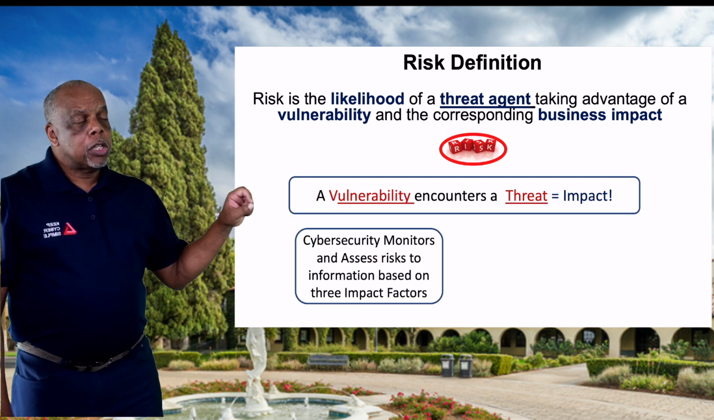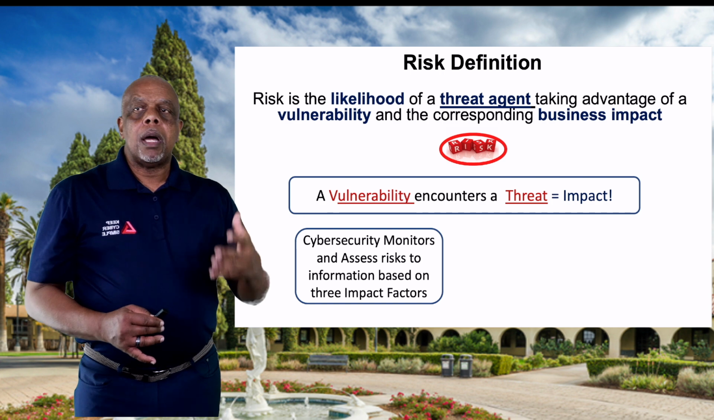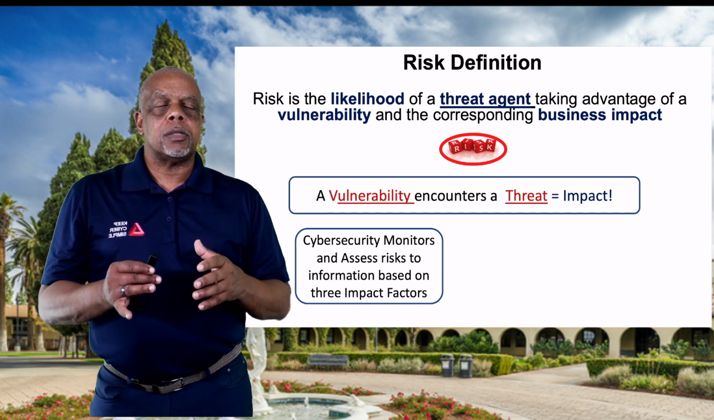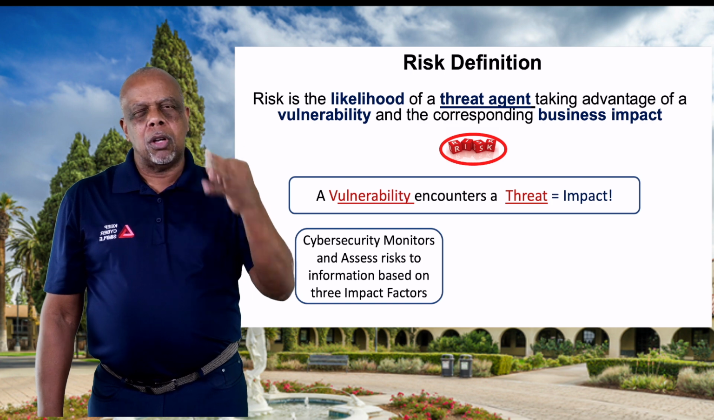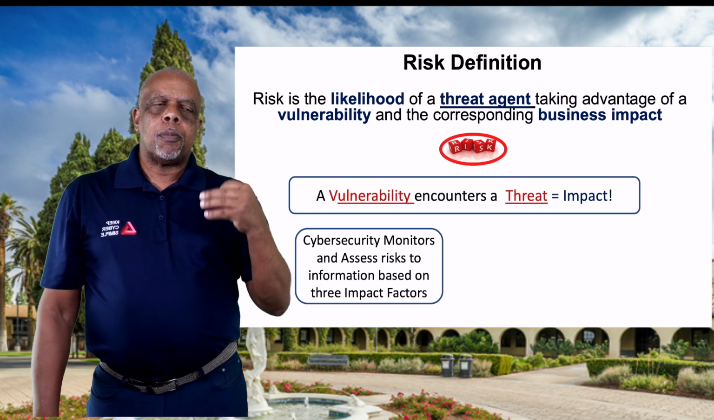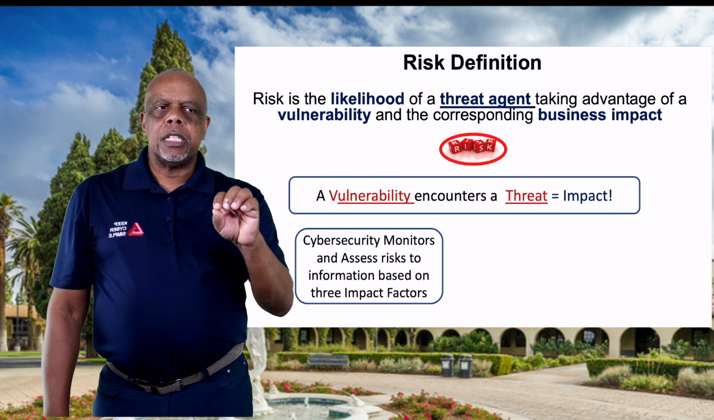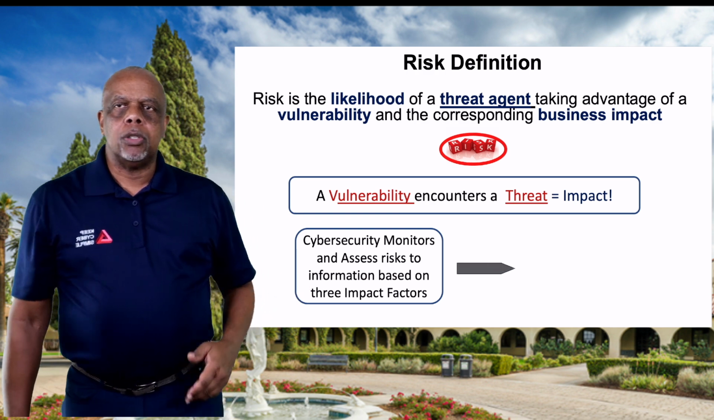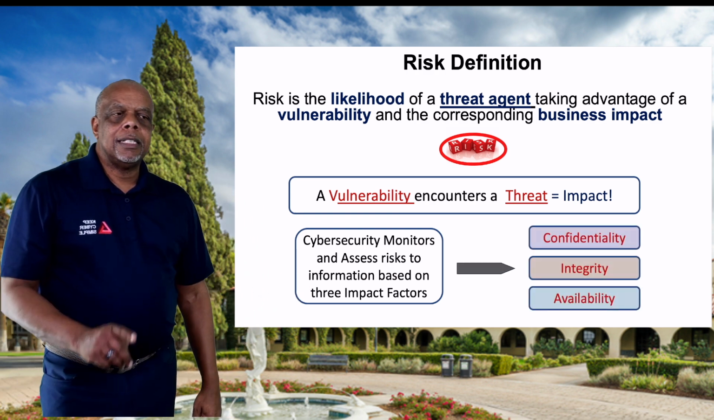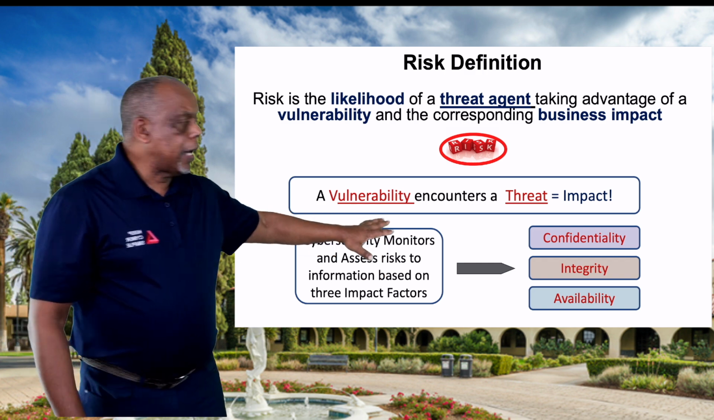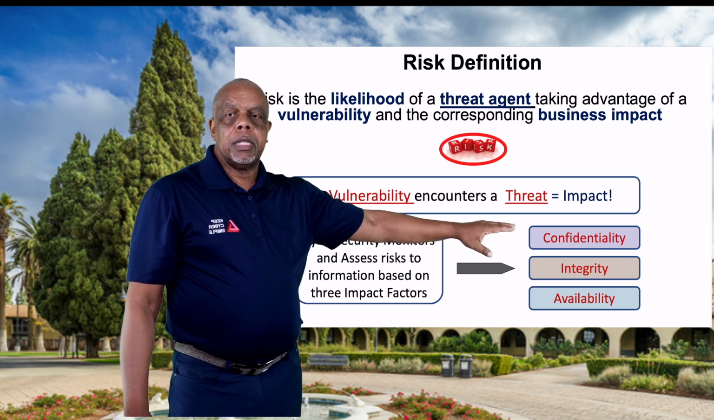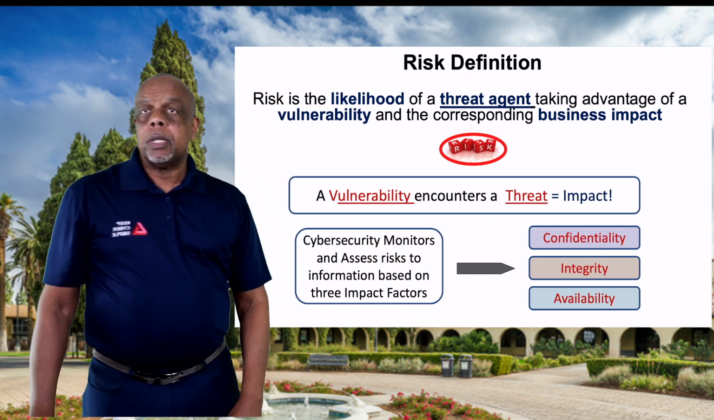Now, from a cybersecurity perspective, what do we do? We monitor and assess risk on our information systems based on 3 factors. And I'm sure you've heard these 3 things over and over and over again, and you've probably gotten sick of them, but I'm telling you, everything that we do ties back to confidentiality, integrity, and availability. These 3 factors, this is what guides and governs really everything we do.